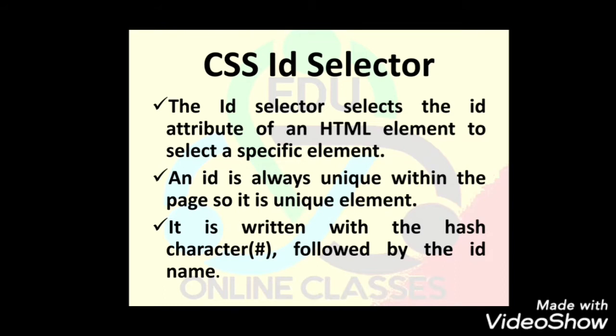The ID selector selects the ID attribute of an HTML element to style a specific element. An ID selector is specific because it is unique within the page, and its element is a unique element. It is specified by using the hash symbol followed by the ID name.